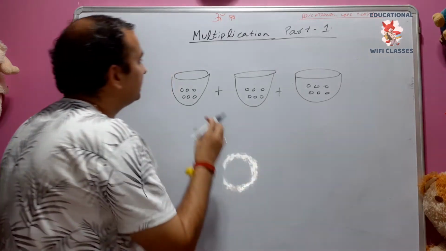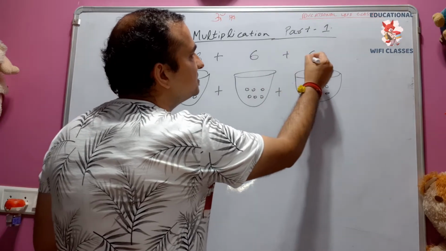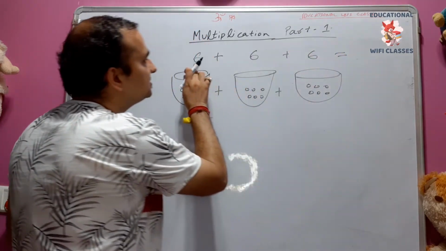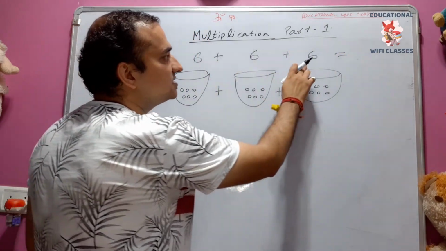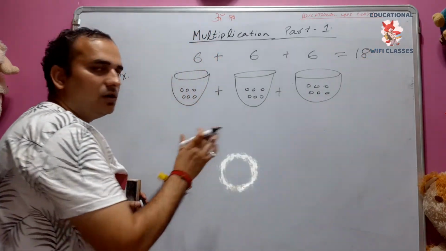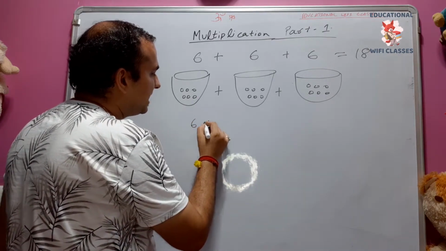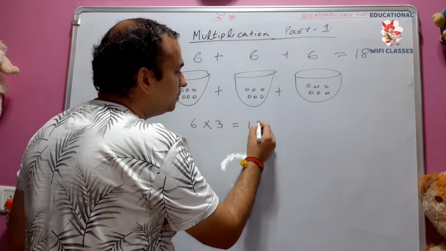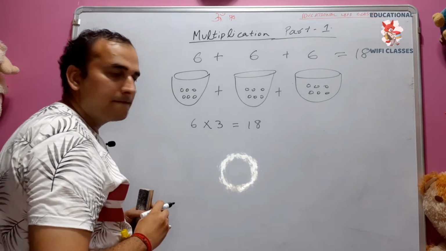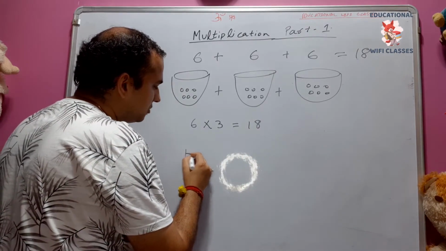So I can do it like this: 6 plus 6 plus 6, and the answer I will get is 6 plus 6 is 12, 12 plus 6 is 18. So here I get the answer 18. Or I can do it another way, that is 6 times 3 is equal to 18. And I can do it in a third way, which is called the number line. So I will draw a number line.